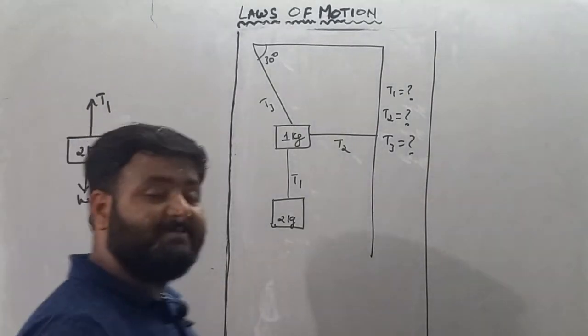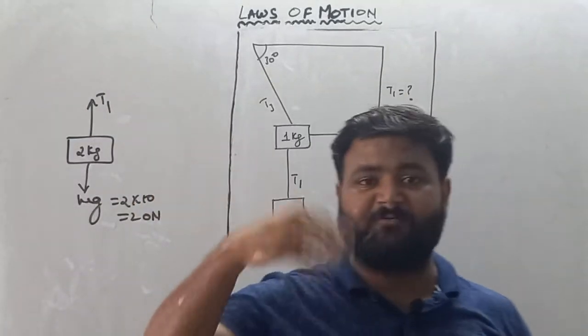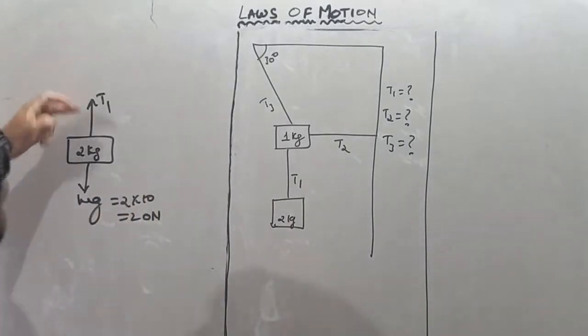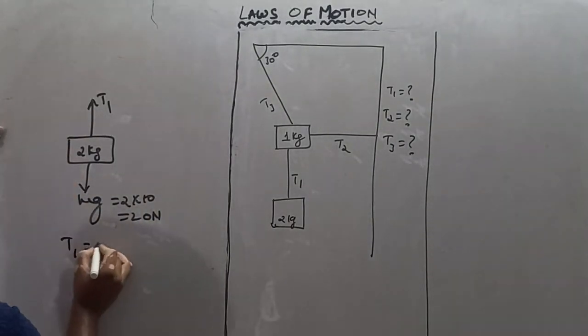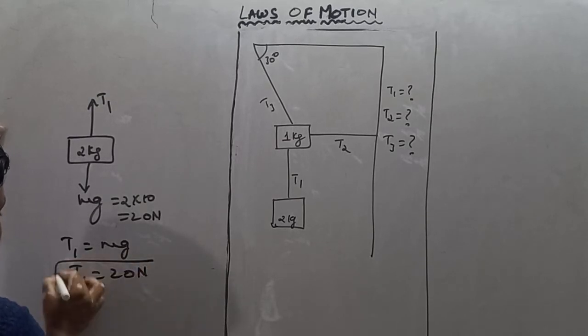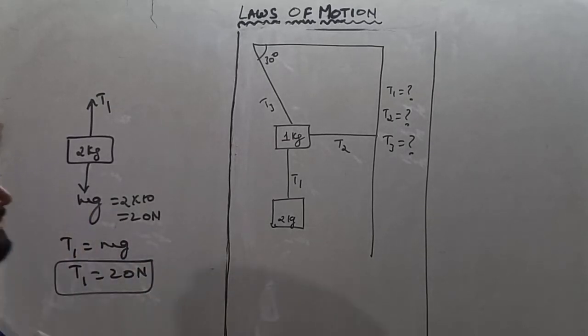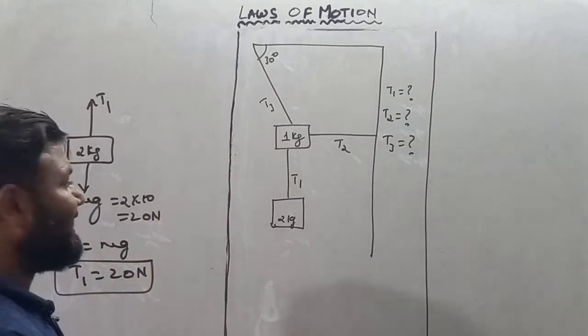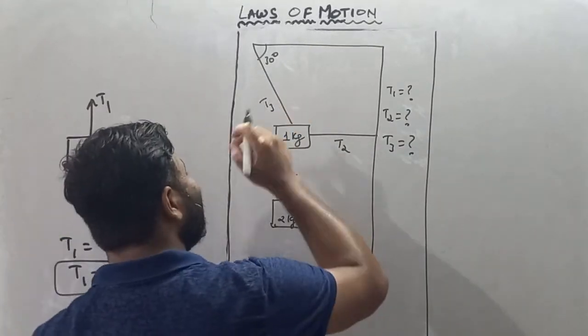Now if the system is in equilibrium, it implies opposite forces must be equal to each other. So T1 must be equal to mg. So T1 must be equal to 20 Newton. This is the value of T1, my dear student. Moving forward, let's try to solve for the values of T2 and T3.